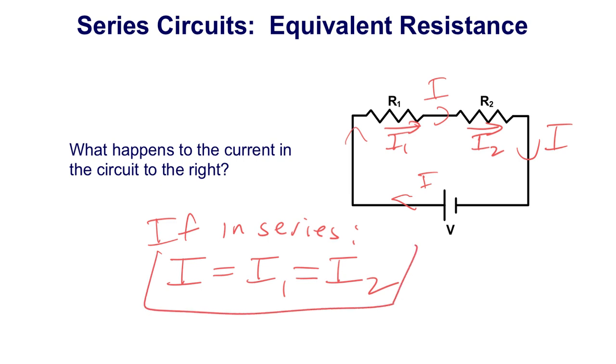So here's the rule. So the total current, I'll just call it IT. Total current is I1, the same as the current going through R1 or R2, or the battery for that matter.